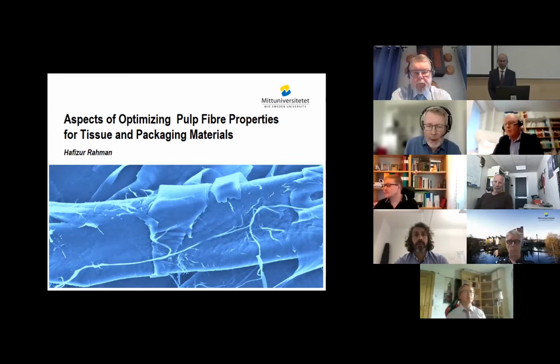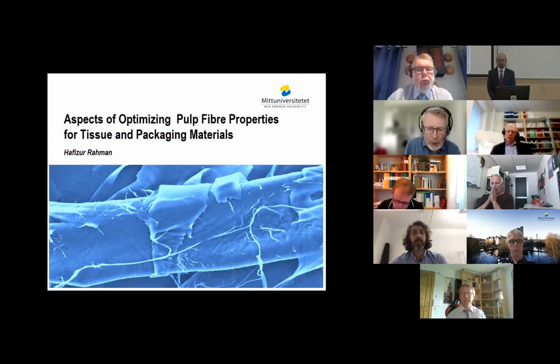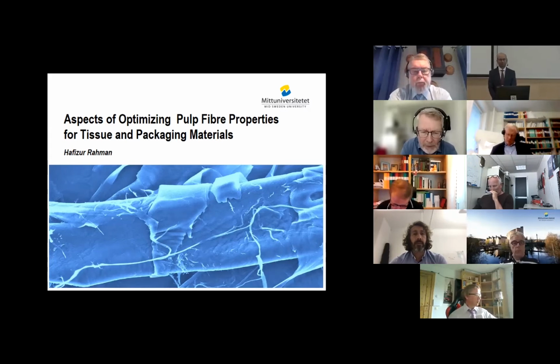committee. Hafizur's thesis is entitled Aspects of Optimizing Pulp Fiber Properties for Tissue and Packaging Materials. The research in the thesis has been performed at the Department of Natural Sciences and the Research Center FSCN at Mid-Sweden University. During the first 2 years, Hafizur was working at SCA's R&D center here in Sundsvall through our industrial graduate school, FORIC. And after that, he moved over to MIUN and continued his work towards the doctoral degree.